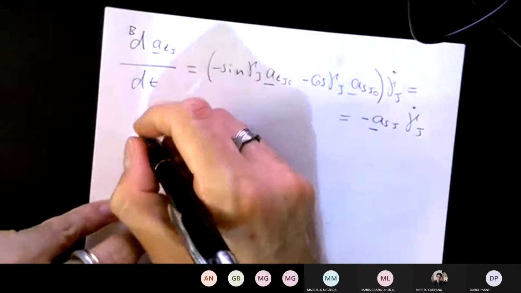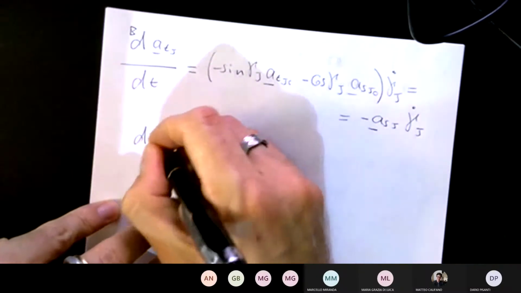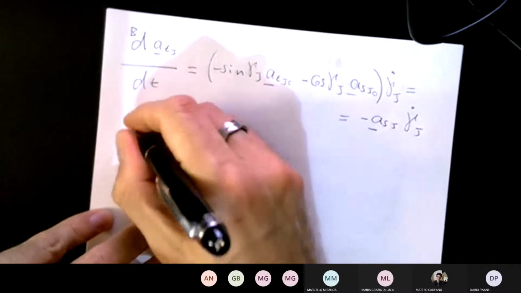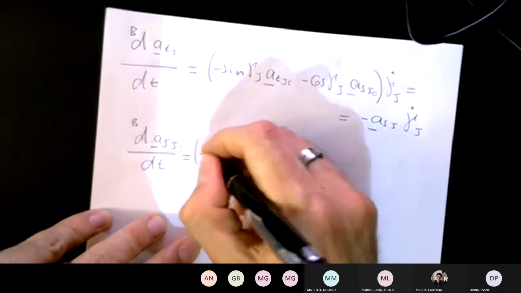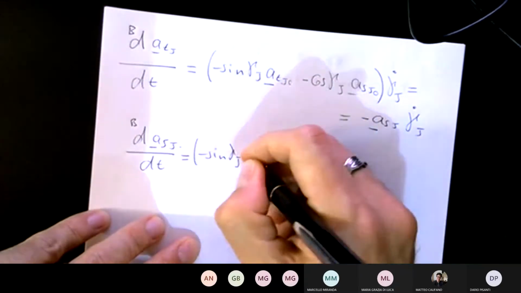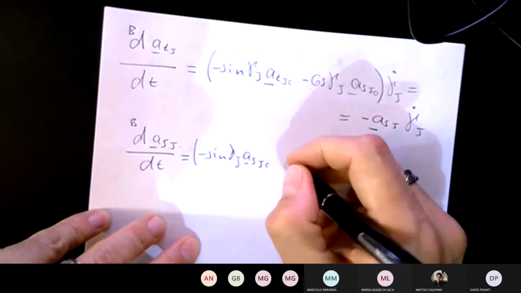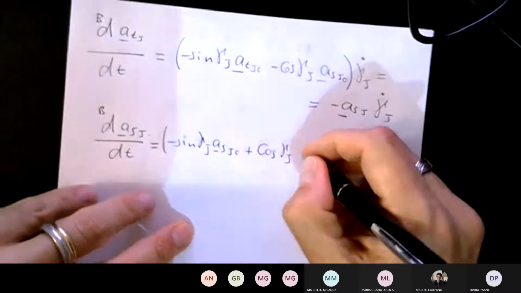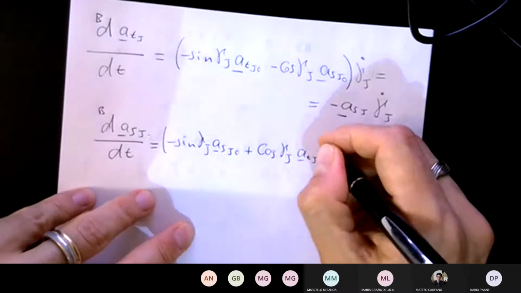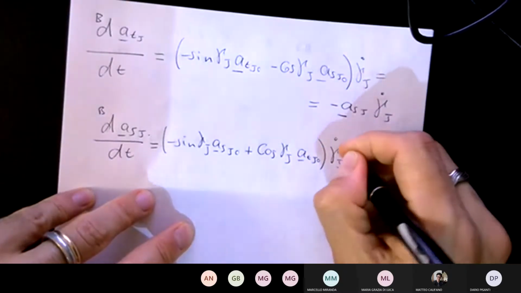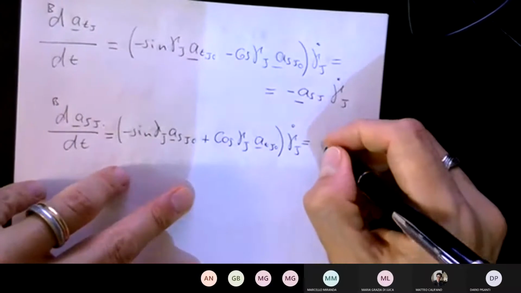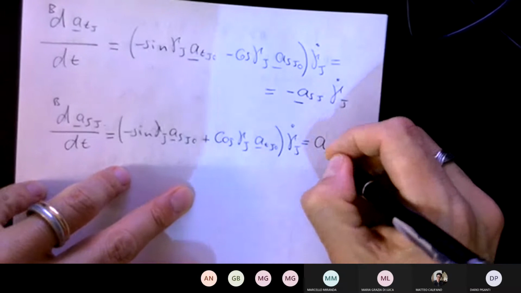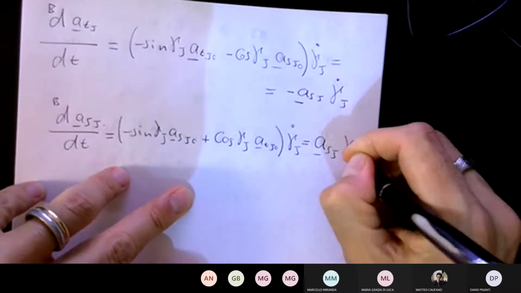For the spin axis, we have rate of change of ASJ with respect to time seen by B is a minus sine of gamma ASJ0 plus cosine of gamma j ATJ0 multiplying a gamma j dot, and this is also equivalent to writing ATJ gamma j dot.